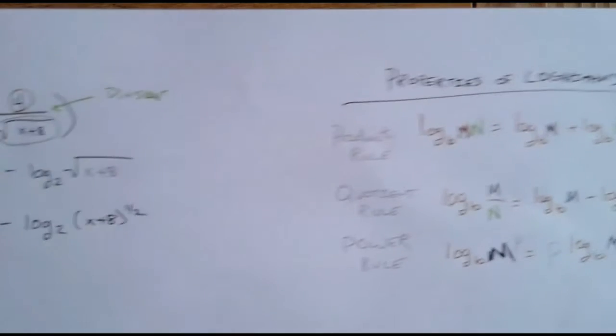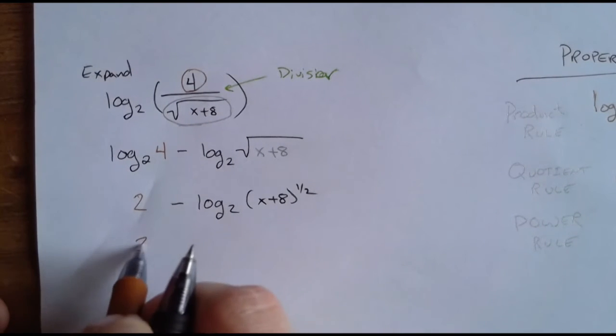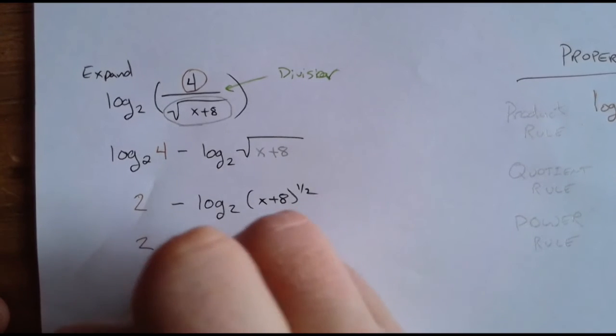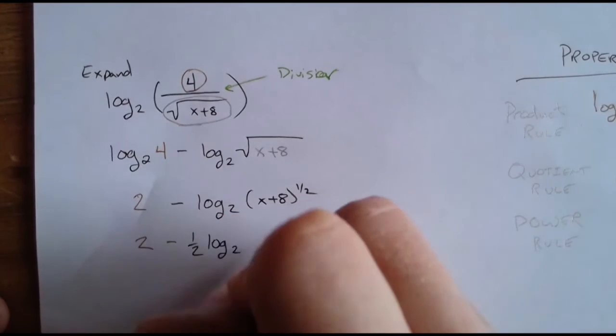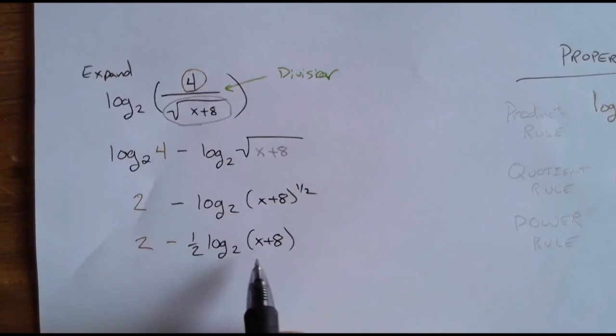We can't break this apart any further. Sometimes it's really tempting to break this apart, but this is not a product in here. It's an addition, and order of operations would require us to keep it this way. So we can't do anything with this. This is simplified, and that's the full expanded logarithm of log base 2 of 4 over the square root of x plus 8.